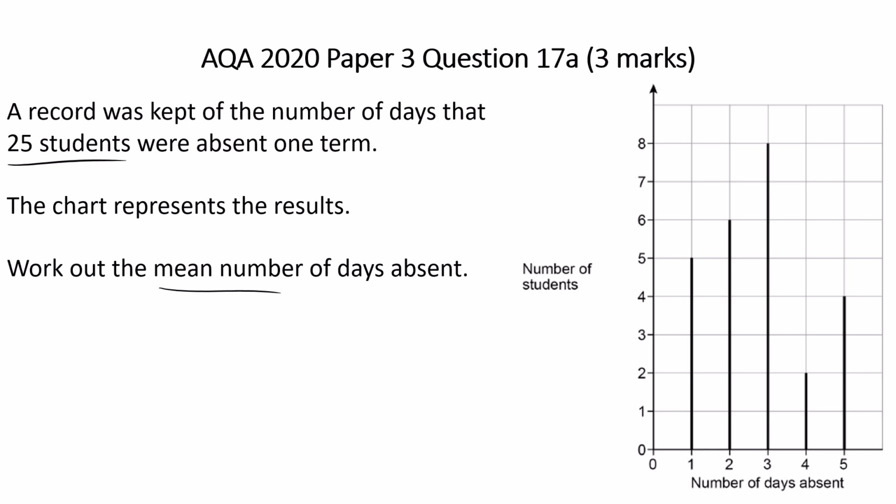So remember, if you've got a list for the mean, you would do the total, so all the days added together, and you would divide it by how many numbers you have. And we know we've got 25 students here, so at the end we have got to divide by 25.